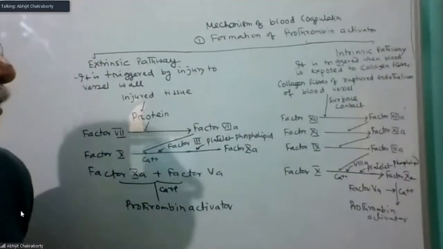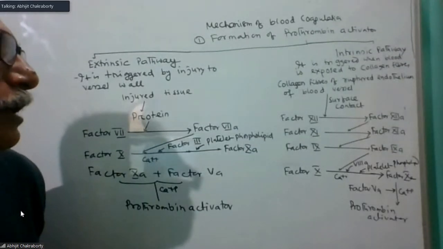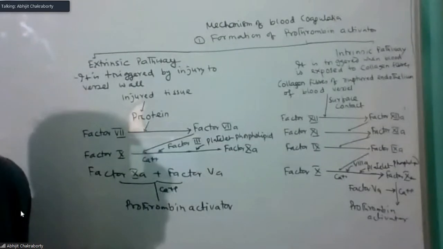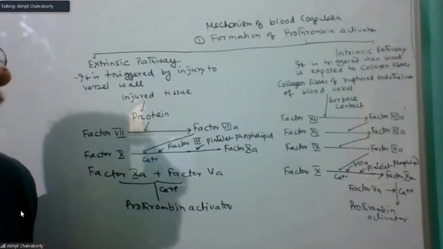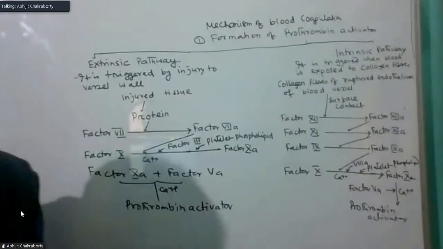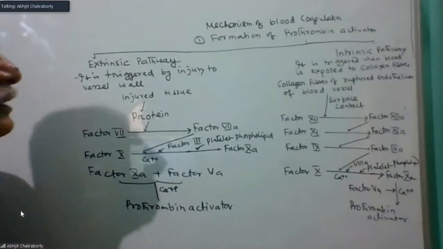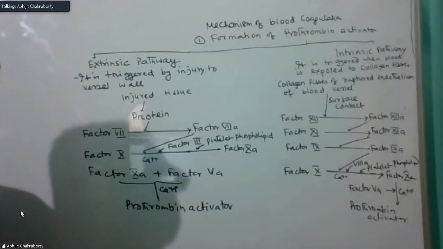Collagen fibers of the ruptured endothelium of a blood vessel, whenever they come in surface contact with factor 12, the factor 12 becomes active factor 12. In the presence of active factor 12, factor 11 is converted to active factor 11. Then this active factor 11 stimulates factor 9 to become active factor 9, which is called Christmas factor.